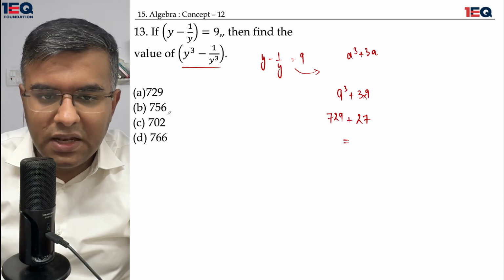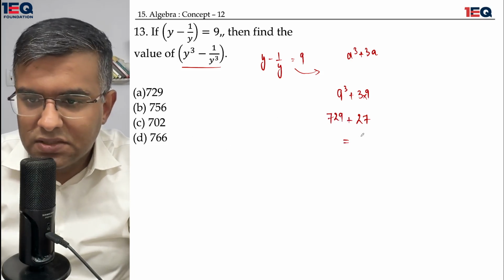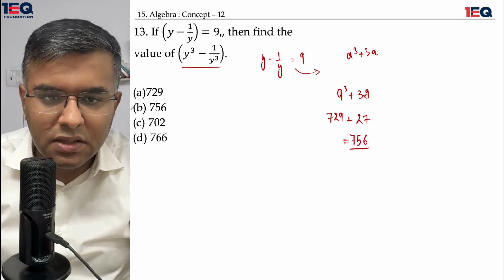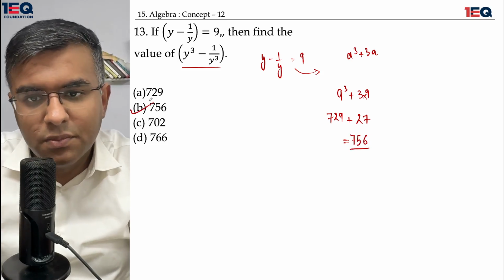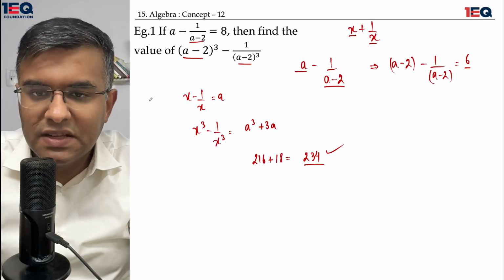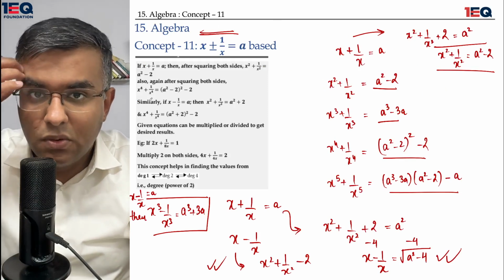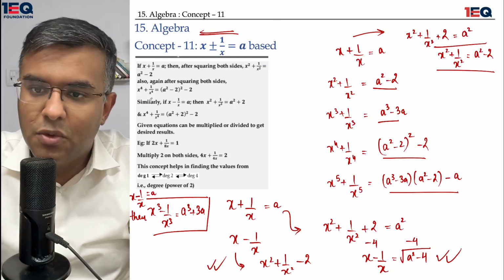729. I'll take a 6 here, another 5 here, so it is 756. Am I right? Yes, I am. Simple enough. That is the reason I taught you about all these significant formulas.